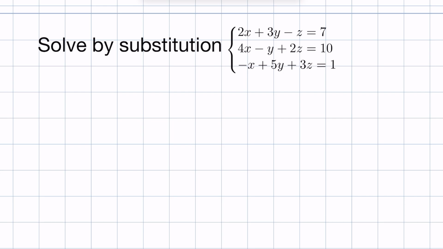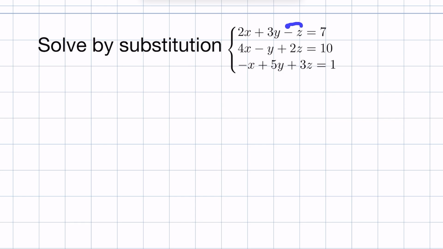So last time we solved a three-variable system of equations using elimination. Today we'll do the same thing with substitution. Substitution is going to be where we solve for one variable in one of the three equations, and then substitute that variable's equivalent value into the other two equations.